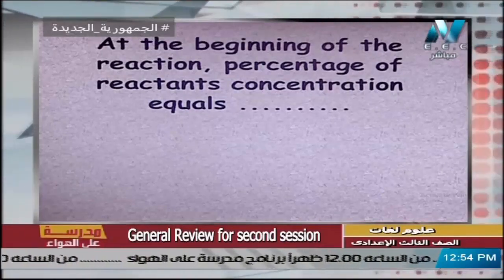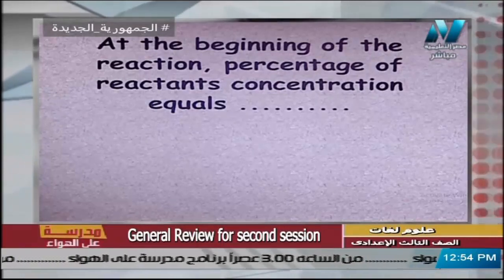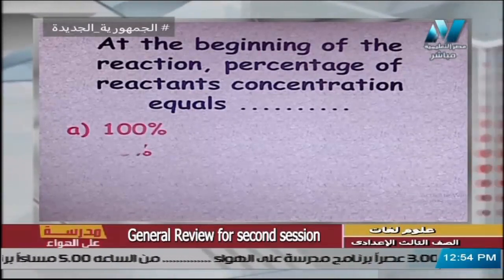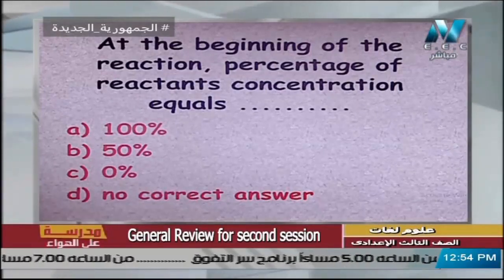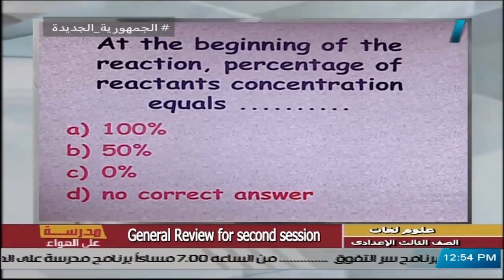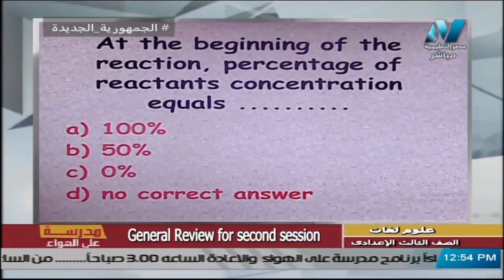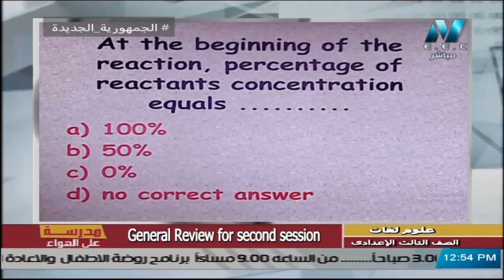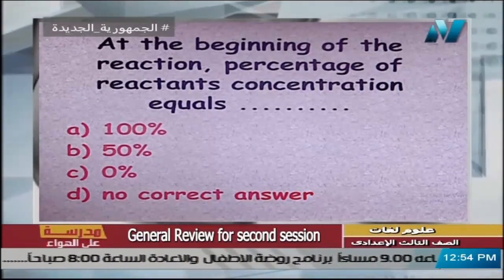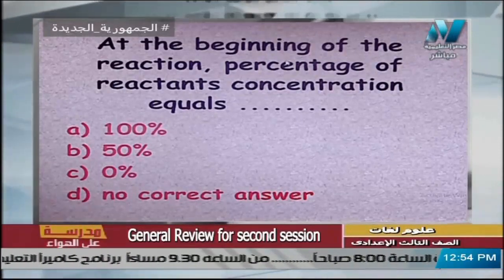At the beginning of reaction, percentage of reactants concentration equals: 100%, 50%, 0%. No correct answer. It will be reactants. It will be 0%. At the very beginning there are no reactants yet, so the concentration is 0%. At the beginning of the reaction, percentage of reactants concentration equals 0%.